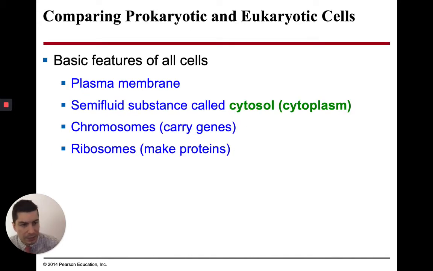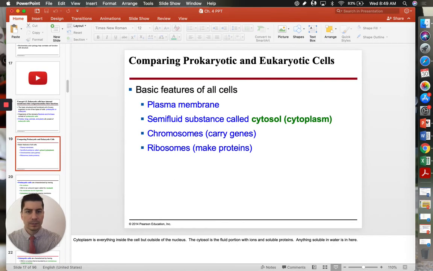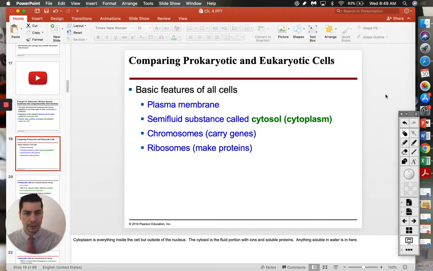So basic parts of the cell, guys, here's 4 of them. Our cell membrane, that's the first one. Plasma membrane, another way to say it. We've got our cytosol and our cytoplasm. So let me explain to you the difference between cytosol and cytoplasm. Let me draw it out for you a little bit here.